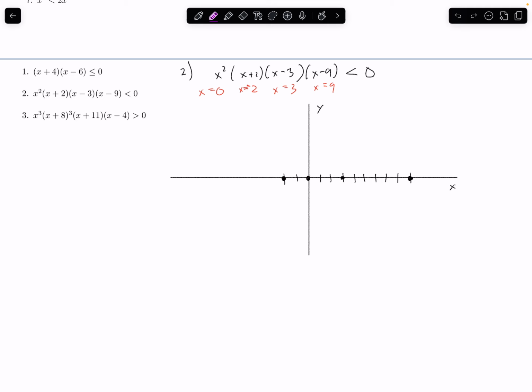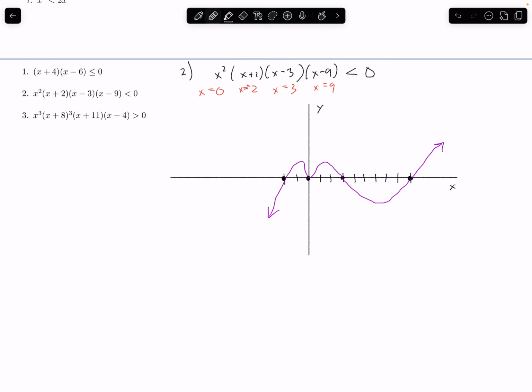Ooh, it missed. Try that again. Kiss that one. Come straight through that one. And then straight through that last one. Let's double check our right end behavior. This is positive, positive, positive, positive. So yeah, it makes sense that our right end behavior goes upwards.